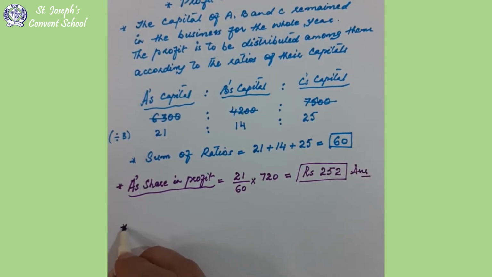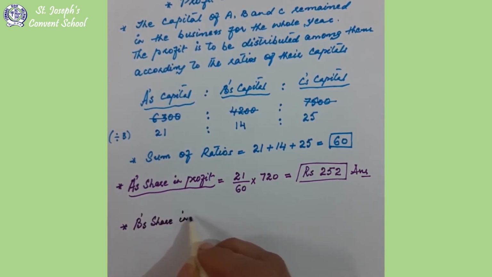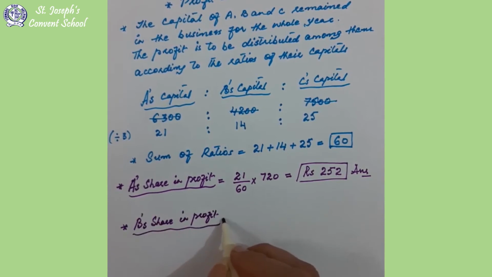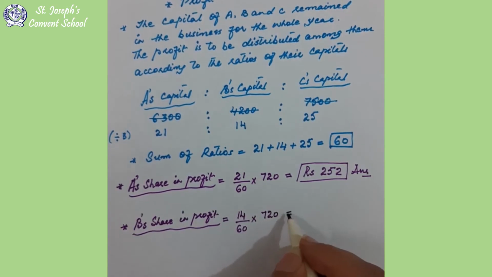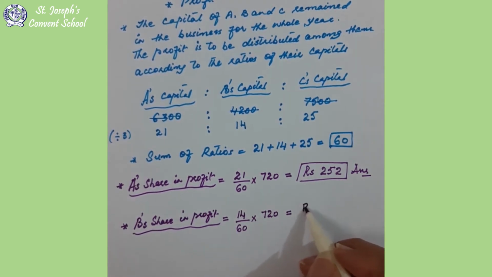Now the second answer, B's share. Same way we'll find B's share in profit. So B is 14 divided by 60, 14 divided by 60 into profit. Profit is 720. So with calculator you can solve 14 into 720 divided by 60. So answer will come rupees 168. Okay, so this is the second answer.